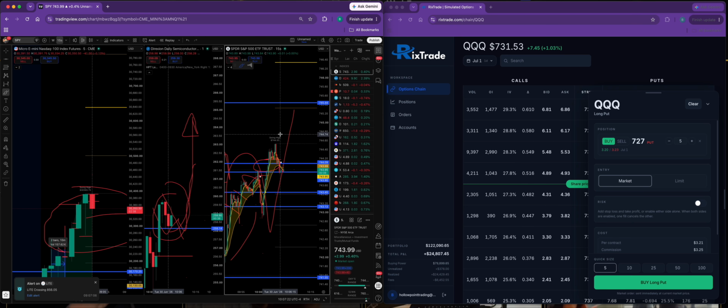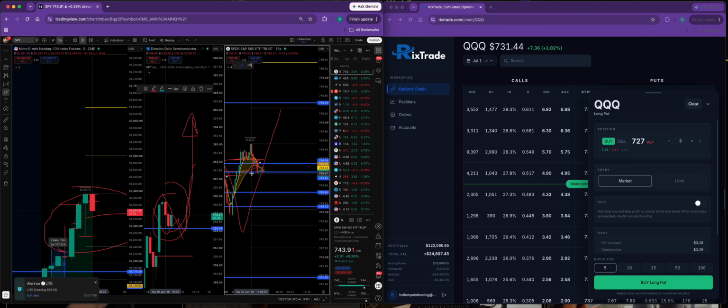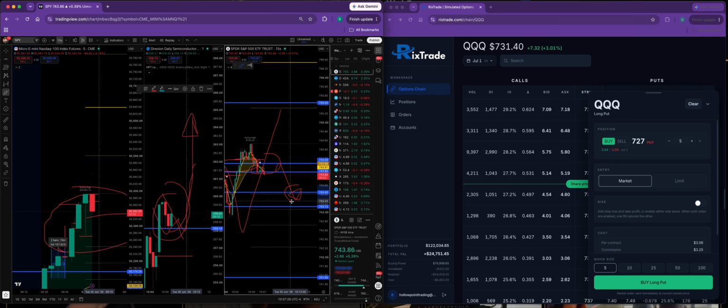Let's see if we get some follow through with SPY here. SPY has like a bearish falling three here. Looks like it's going to head on down. So if I'm saying that, what does that mean? You should probably protect your positions, right?